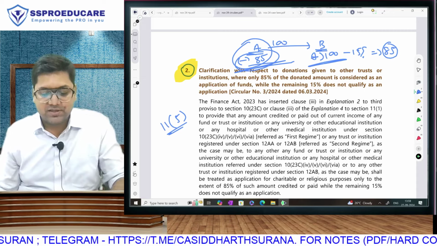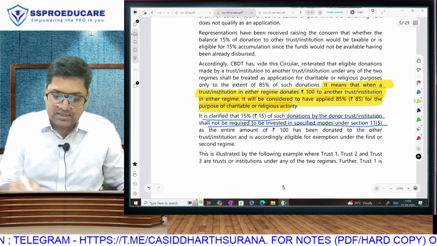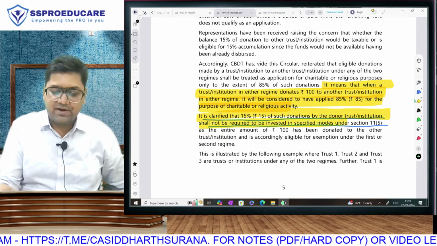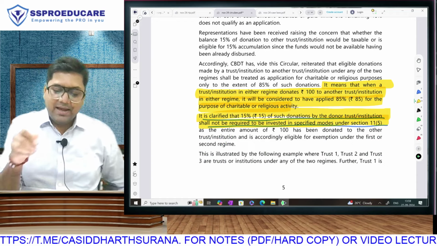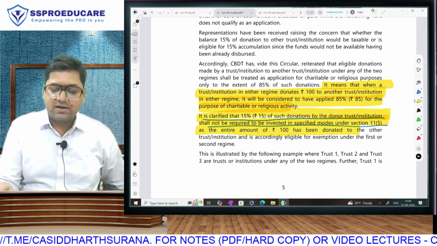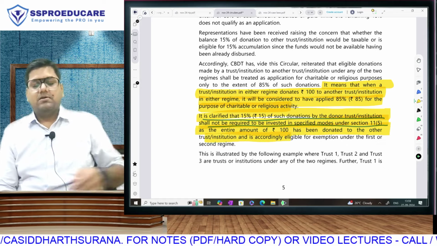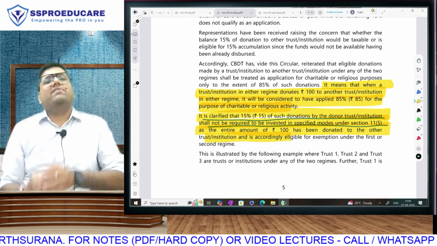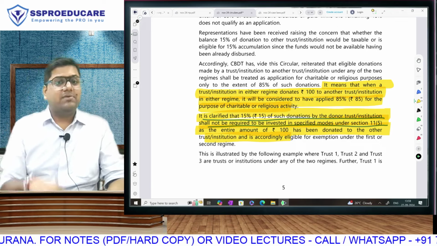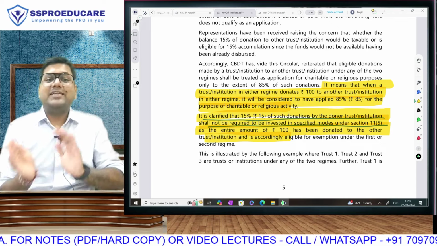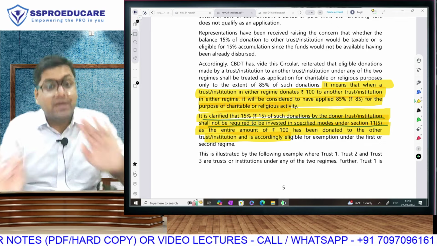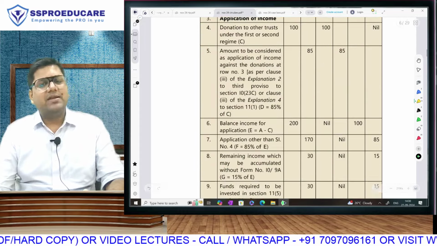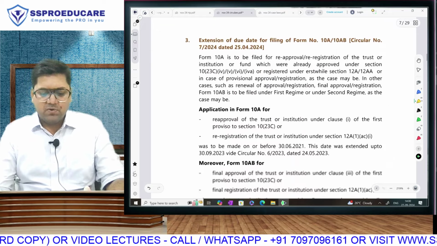But that 15 is also not with us, and therefore the clarification is: it is hereby clarified that 15% of such donations by the trust shall not be required to be invested in the specified mode under 11.5, as the entire amount of 100 has been donated to the other trust. As the entire amount has been donated, obviously you don't have the funds, you will not be able to invest. This is a relaxation basically given to charitable trusts on the basis of the amendment that has taken place: only 85% will be considered as application, but the remaining 15 has also gone, and therefore you cannot invest in 11 subsection 5. Very simple. They have given a numerical example. You may read it, so you'll understand more details about it.